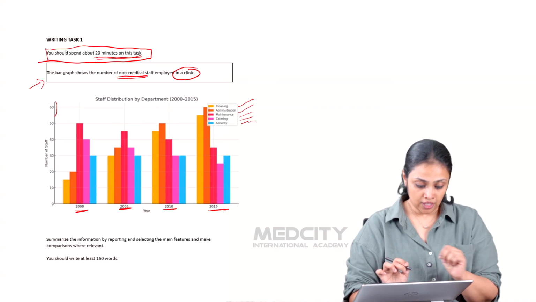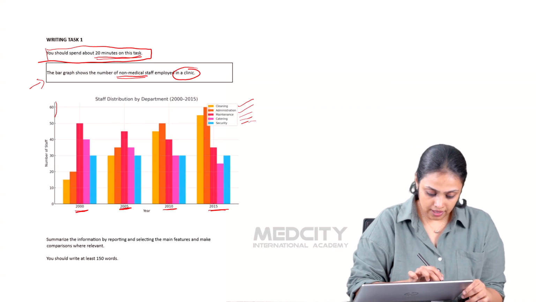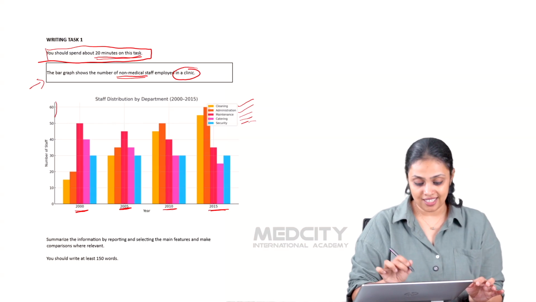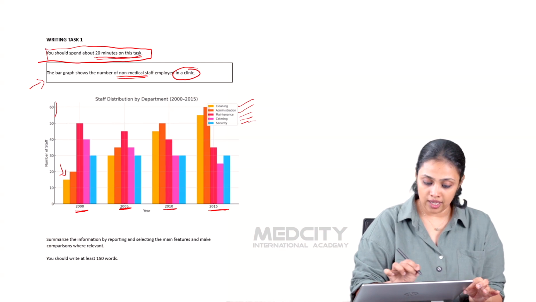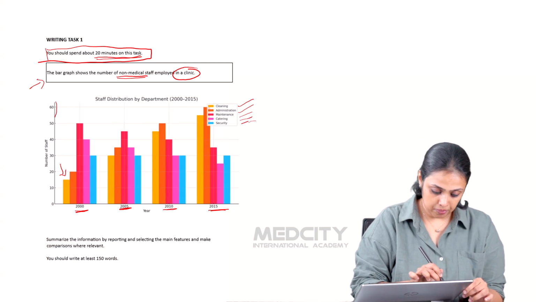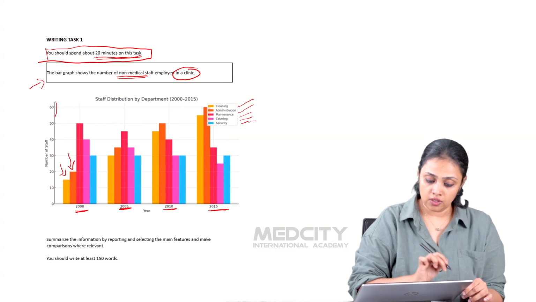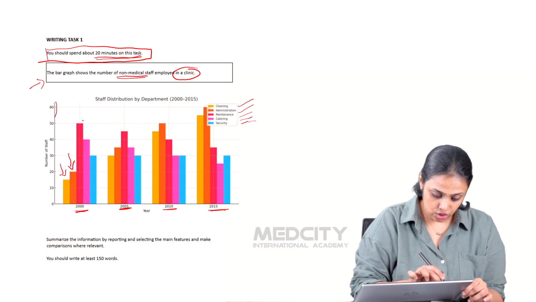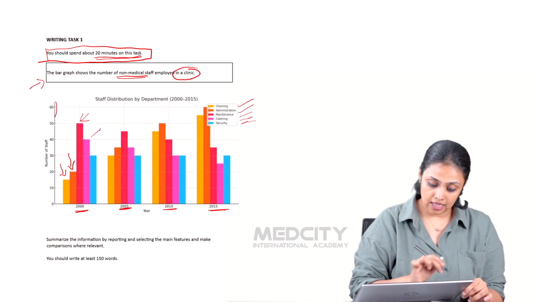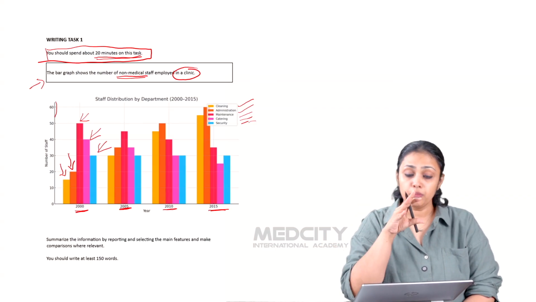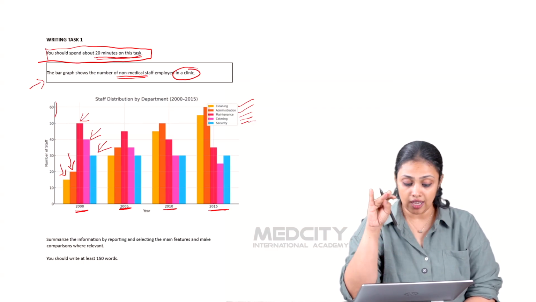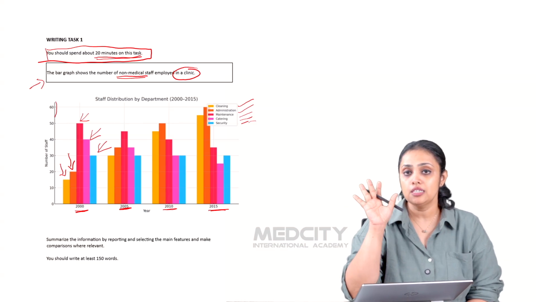4 different years. Now, the one in yellow or mustard color is the cleaning staff, and the one in orange shade represents the admin staff. The one in the red shade shows the maintenance staff, the pink is catering staff, and the blue is the security staff. These are the 5 different categories, and the number of staff under each of these categories during the 4 different years, 2000, 2005, 2010 and 2015, have been plotted in this graph.